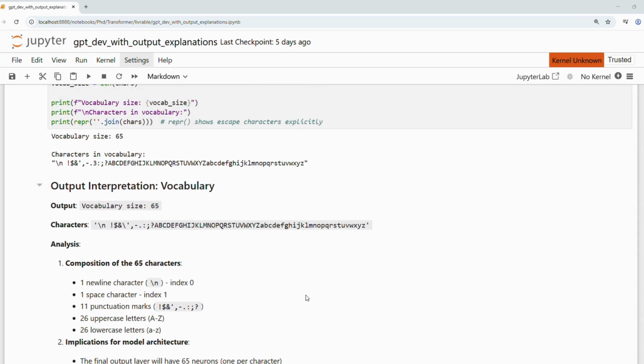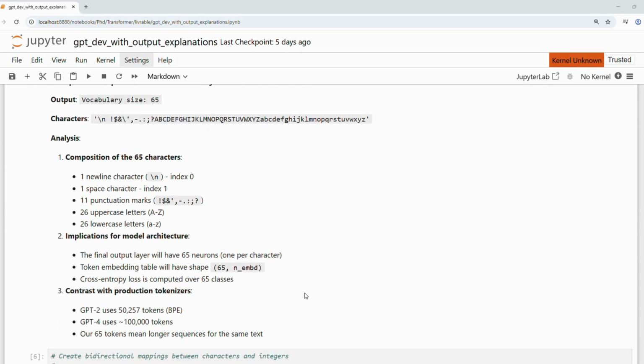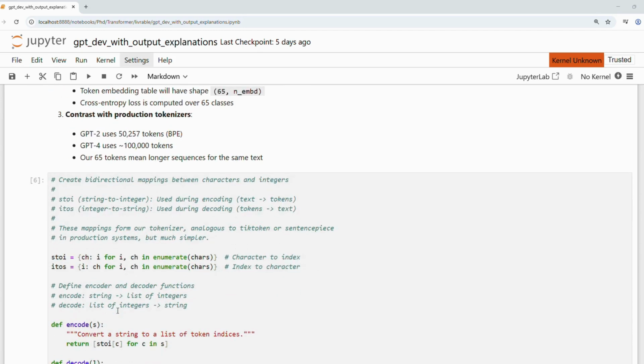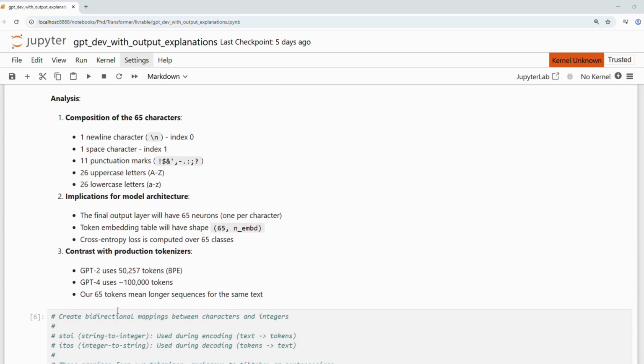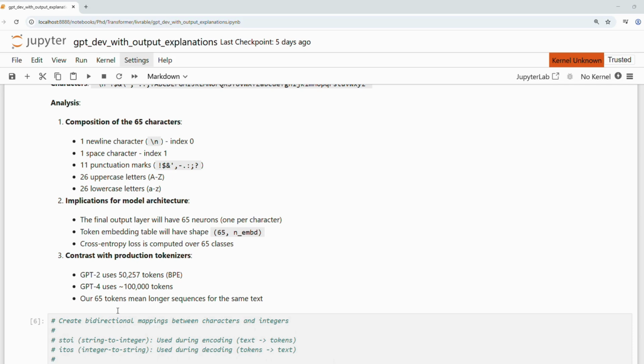Now, let me be clear about the trade-offs here. Character-level tokenization produces very long sequences but has zero out-of-vocabulary issues. In contrast, production models like GPT-2 and GPT-3 use subword tokenization, specifically byte pair encoding, which compresses text into roughly 50,000 tokens. That's far more efficient for training. But for pedagogical purposes, character-level tokenization keeps things simple and transparent.